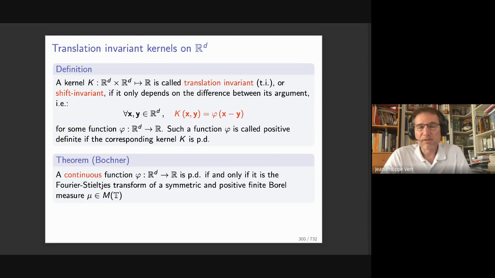So Bochner's theorem tells you something similar to Herglotz's. It tells you that a continuous function phi is positive definite if and only if it is the Fourier transform of a symmetric and positive finite Borel measure mu. I'm sorry, I see there is a typo here. It's not a measure defined over the torus. It's a measure mu defined over R^d. I will correct the slides.